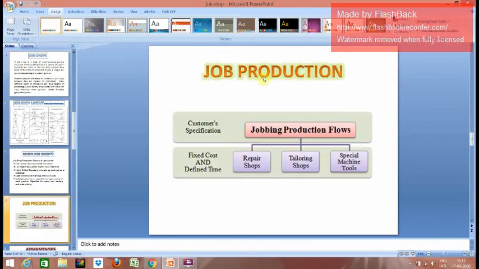This is the job shop production: customer specification. This is the jobbing production flows. Fixed cost and defined time. That is, the job production flows depend on this: repair shop, tailoring shop, and special machine tool setup.